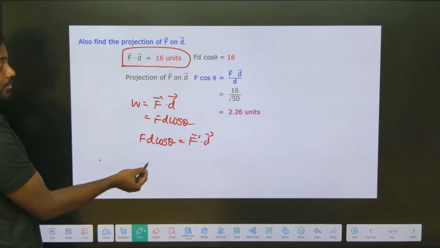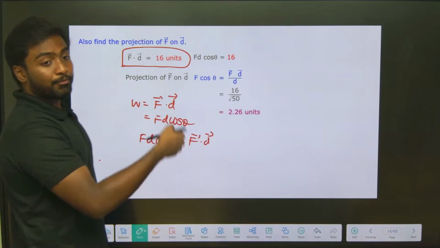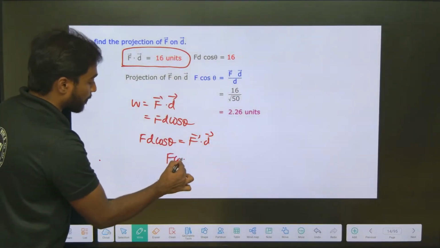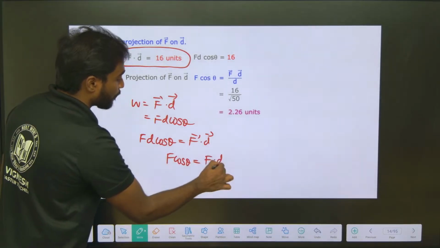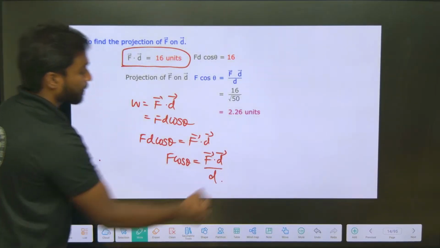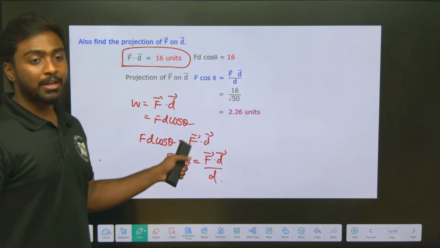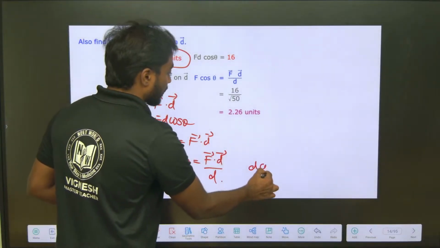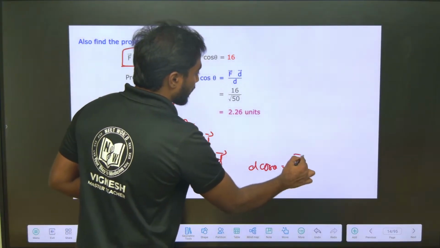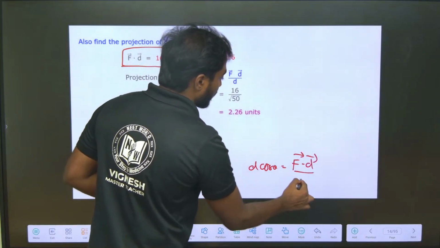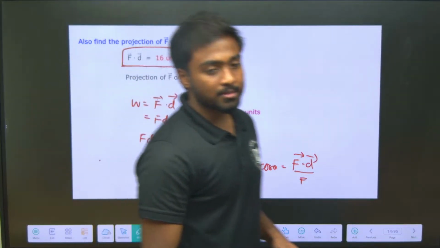So what is the thing they are asking? Projection of F on d. So F cos theta will be equal to F dot d by d. Suppose they are asking what is the projection of d on F, then d cos theta will be equal to F dot d by F. Okay, this is the answer.